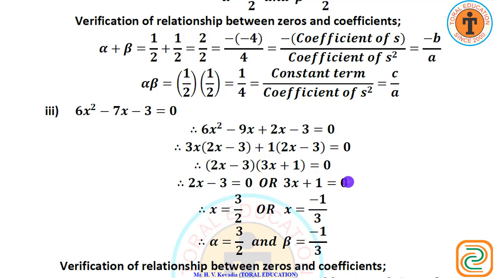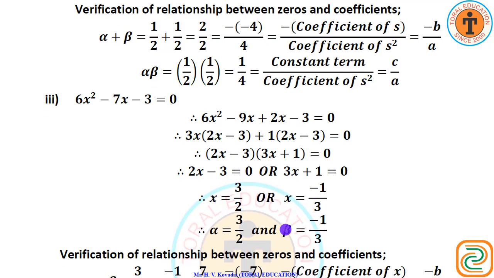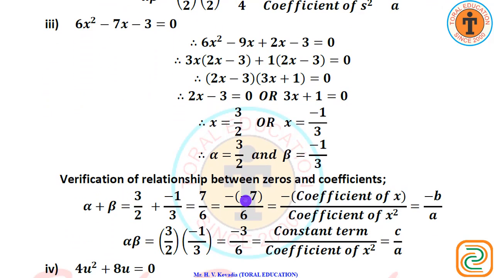The 1 will go there and 3 will be in the denominator. Here 3 will go there, so it will be plus, and 2 will be the denominator. So this is alpha and this one is beta. Now relationship between these two. Alpha plus beta, 3 upon 2 plus minus 1 upon 3. This is alpha, this is beta.